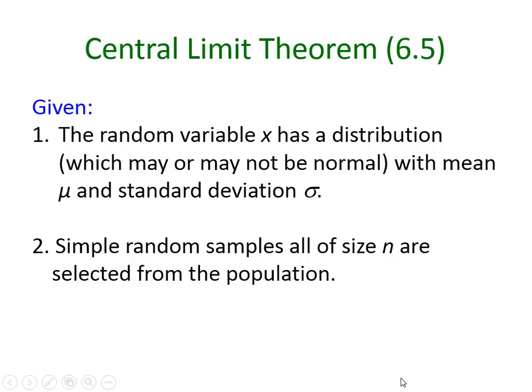So these are the key things we have to have to use the central limit theorem. First of all, the random variable x has a distribution which may or may not be normal, with a mean of mu and a standard deviation of sigma. So we know we've got a population. The population mean is mu, standard deviation sigma. The simple random samples, all of size n, are selected from the population. So we're making sure it's a good simple random sample. Our sampling techniques are important. If you've got some sampling technique that is not a nice simple random sample, you may be skewing the data at this point. So you've got to make sure your sampling technique's good. All of your samples are the same size. So it's not like one time we select 3 people, the next time we select 10 people, and we keep working with different sizes. They all have to be the same size samples.